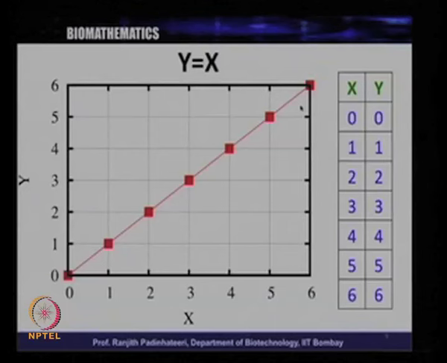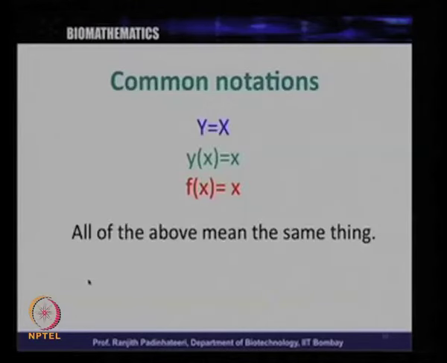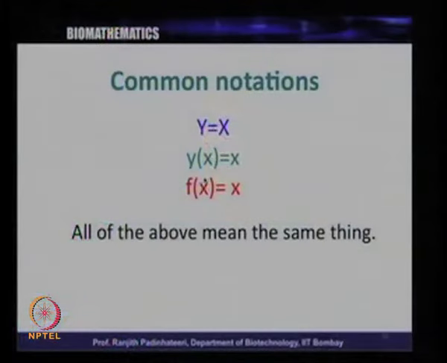As you can see, y equal to x is a line which goes through 0, 0. So, we learned the simplest graph and simplest function. Y is basically a function of x. Typically this is shown in different ways in different books. Some books say y equal to x, some other lecture would say y of x equal to x. Some other place you would see f of x equal to x. As you can see here, all this means the same thing.